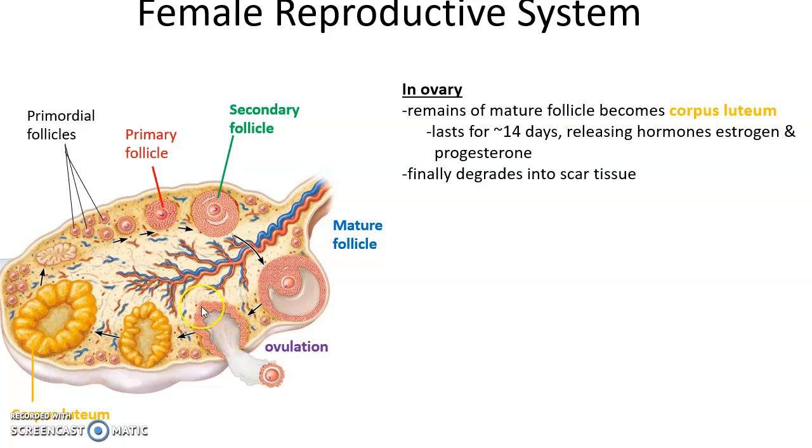So what happens to the tissue that made up the mature follicle after ovulation? Well, it will then develop into a structure called the corpus luteum. This yellowish structure in the ovary lasts for about 14 days, and it releases the hormones estrogen and progesterone. And then if after 14 days there is no pregnancy, the corpus luteum will degrade and become just a little bit of scar tissue.